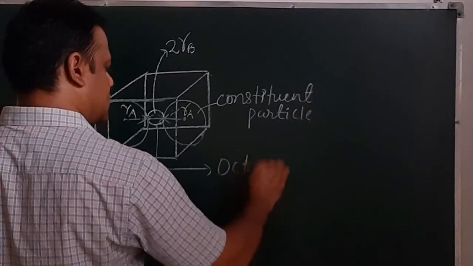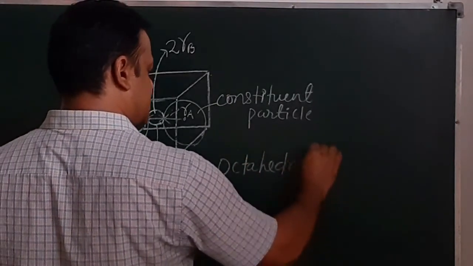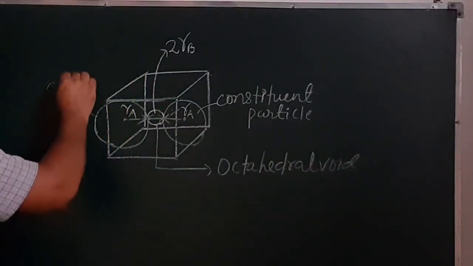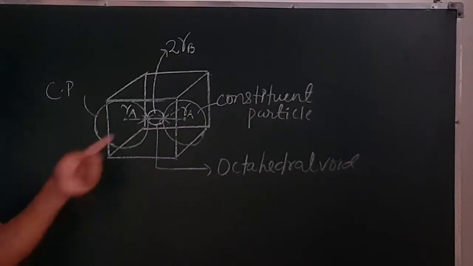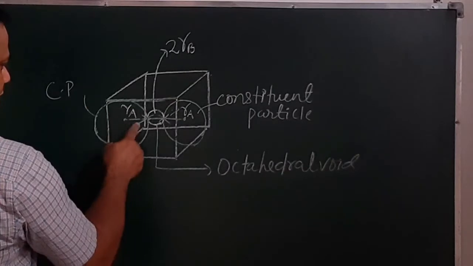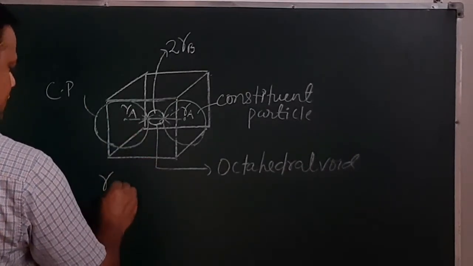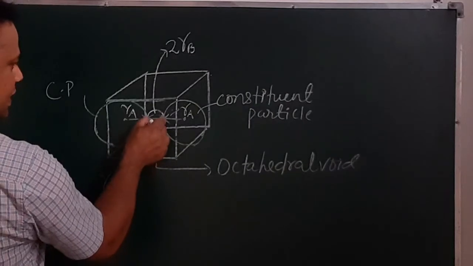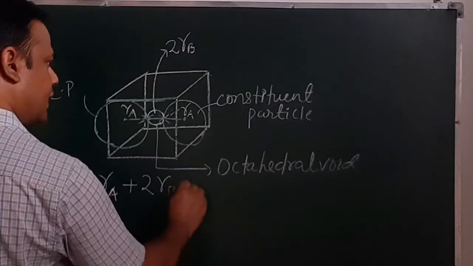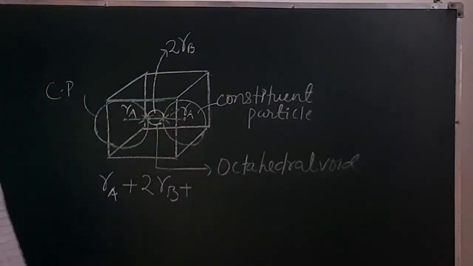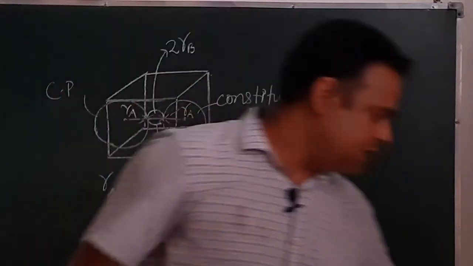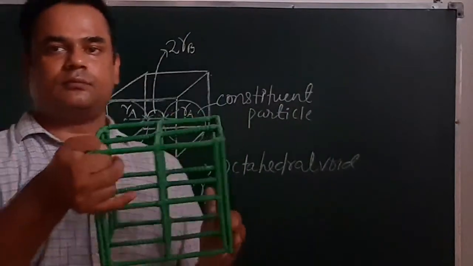This is our octahedral void, and this one is again a constituent particle. This is also a constituent particle, and this is an octahedral void. So from here we can mathematically see that this radius RA, the radius of this constituent particle, plus the diameter of the octahedral void, that is 2RB, plus the radius of this constituent particle RA. And we know that in the model we can see this is our unit cell.